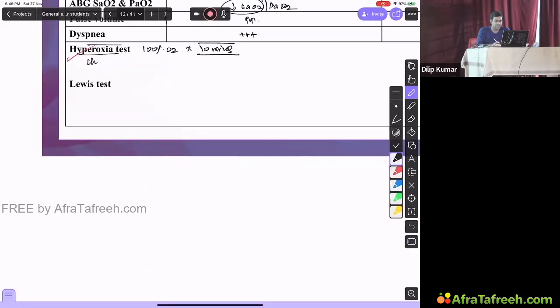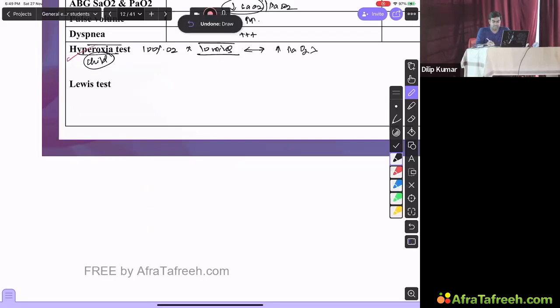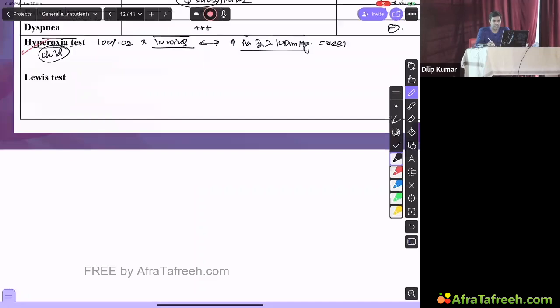It's very useful in children, especially. In adults, we don't do this. So you are going to compare the PaO2 before giving oxygen and after giving 100% oxygen. Suppose the PaO2 increases by at least 100 millimeters of mercury from the baseline value, from pre-oxygenation to post-oxygenation. This generally tells you that the patient is having a respiratory cause, not a cardiac cause.